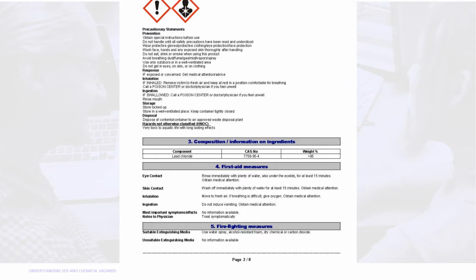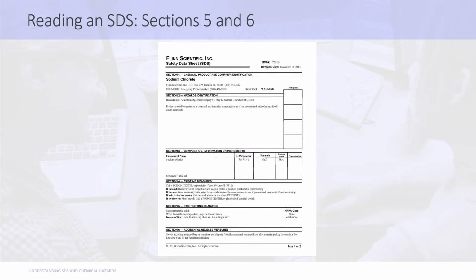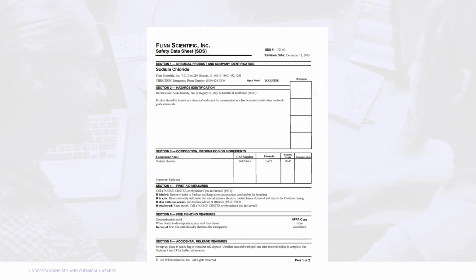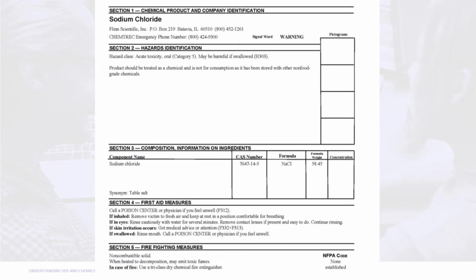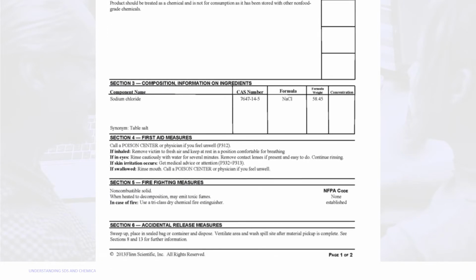Now let's take a look at sections 5 and 6 of the SDS for sodium chloride. Section 5 explains measures to take in the event of a fire, while Section 6 advises what to do in case of a spill. Let's look at the SDS for sodium chloride as an example.